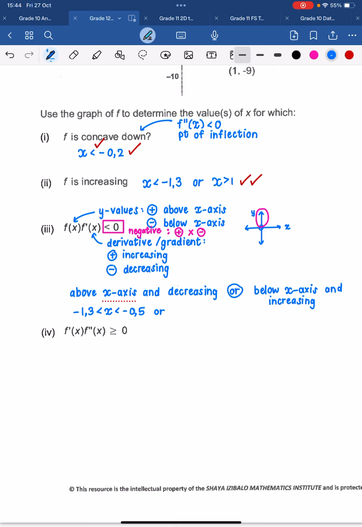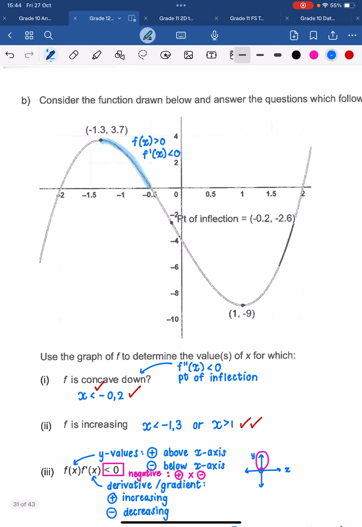I'm writing "or" so long because I know that there is going to be another section, but that is one section where the graph is above the x-axis and it's decreasing. Let's see if that happens again. Well, there's only one more place where this graph is above the x-axis and it's also increasing here. So that's not going to work, because positive y values, positive gradient. If I multiply those two together, the answer is positive.